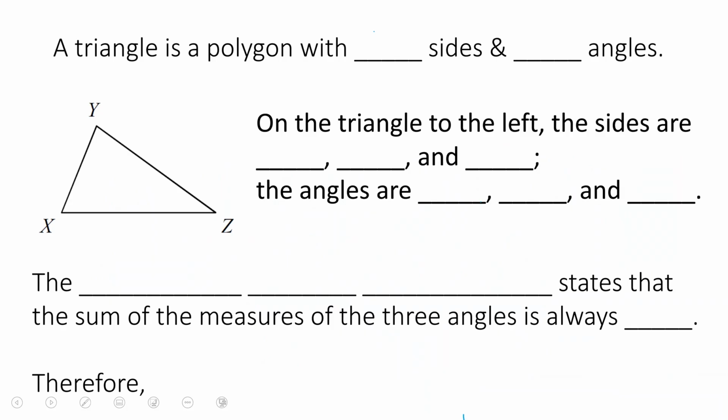A triangle is a polygon with 3 sides and 3 angles. You know this. On the triangle to the left, the sides are XY, YZ, and XZ. The angles are angle X, angle Y, and angle Z.